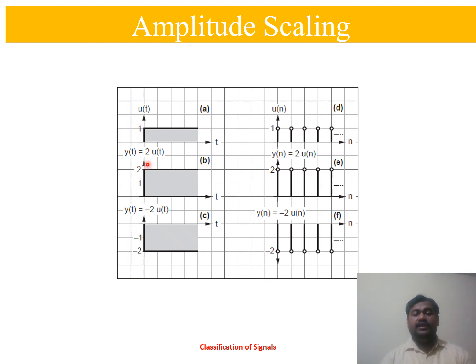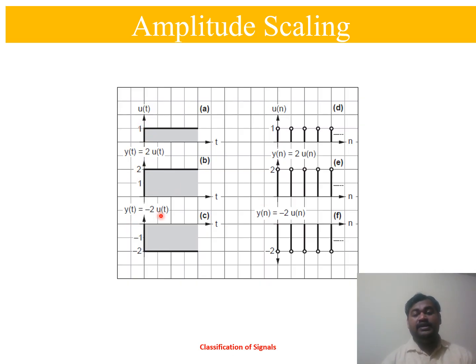Next one, amplitude scaling. In the previous one, time scaling may compress or expand the signal along the x-axis. Here amplitude scaling goes along the y-axis. This is a given u of t signal. I want to find y of t equal to 2 times u of t. The given amplitude is 1. If you multiply the amplitude by 2, it will become 2. So y of t equal to 2 times u of t.